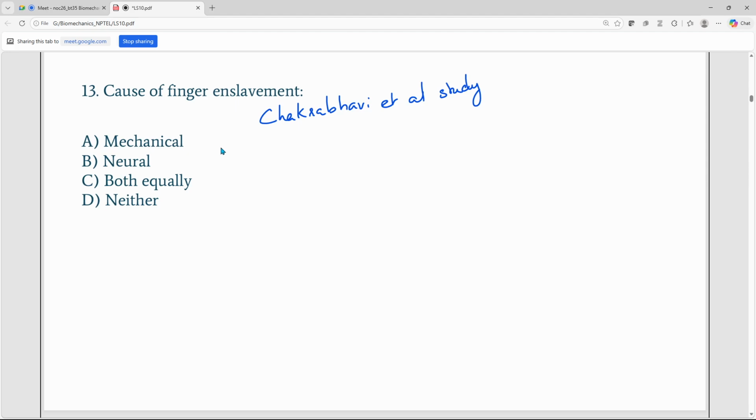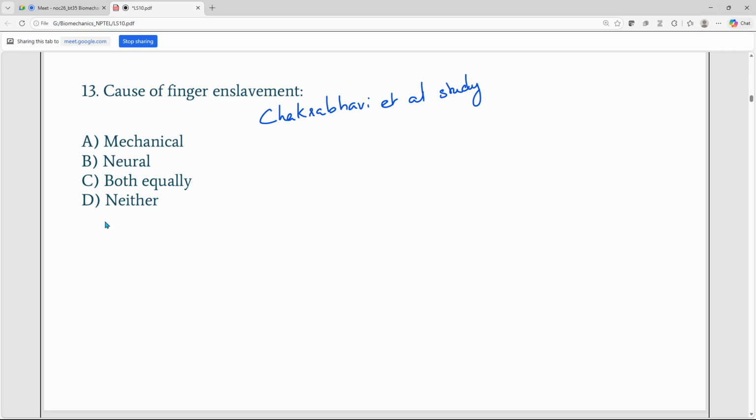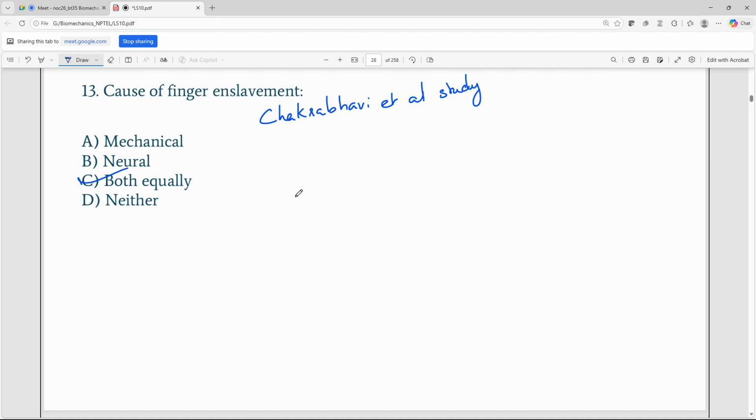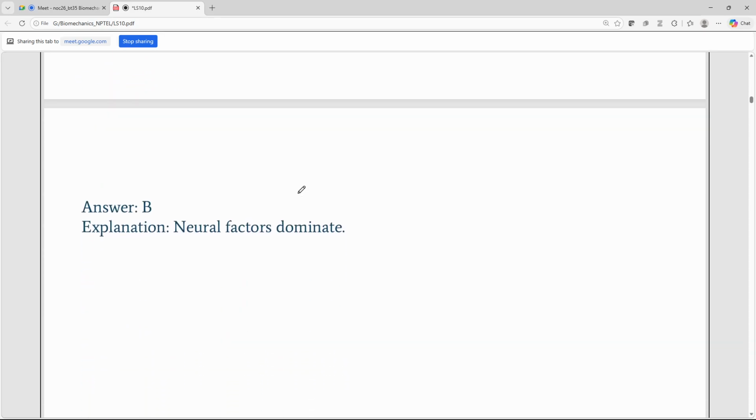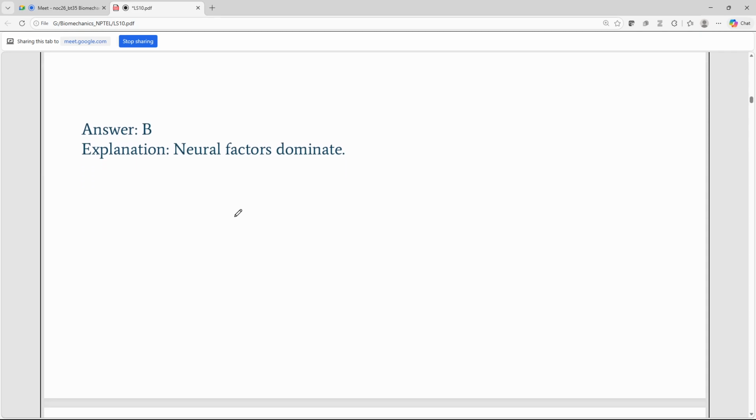Options are: option A, purely mechanical. Option B, primarily neural causes. Option C, both equal chances. Option D, neither neural nor mechanical causes. The answer is option C, the correct answer. Both neural and mechanical factors are there, but neural factors dominate sometimes.